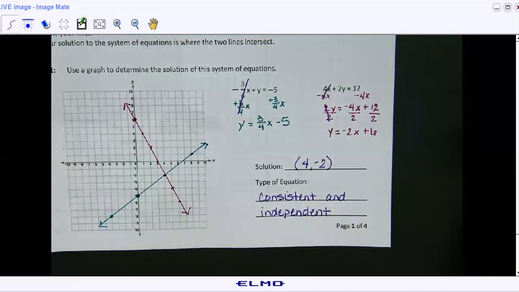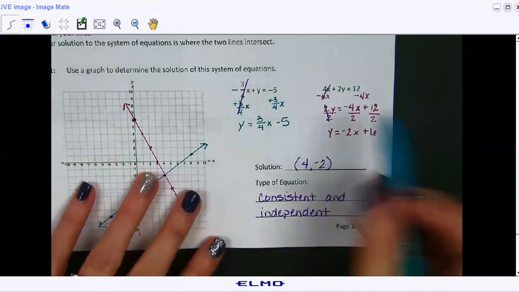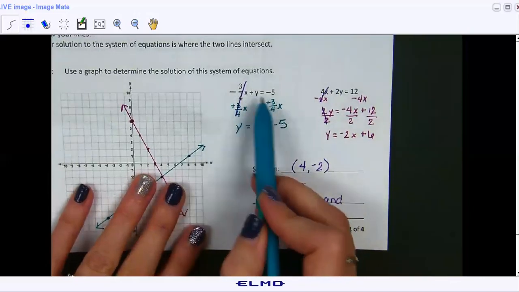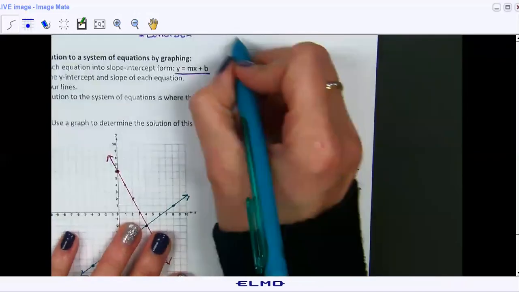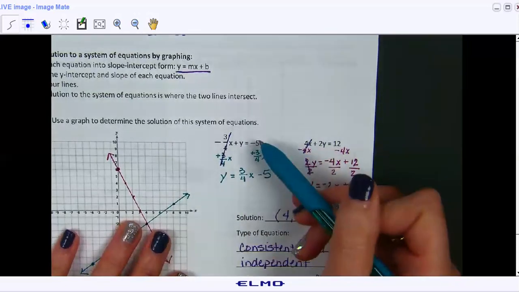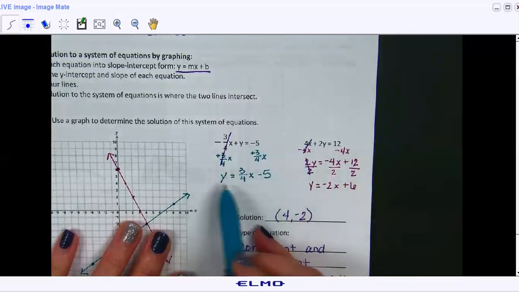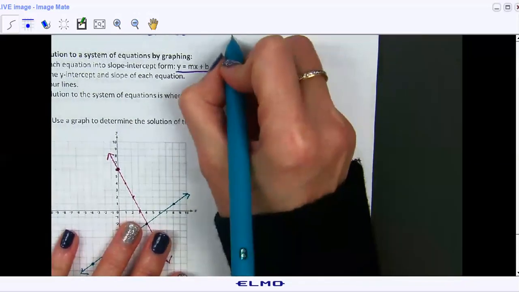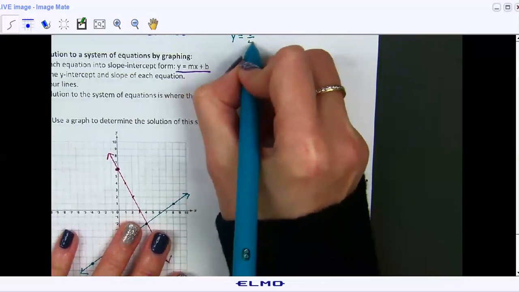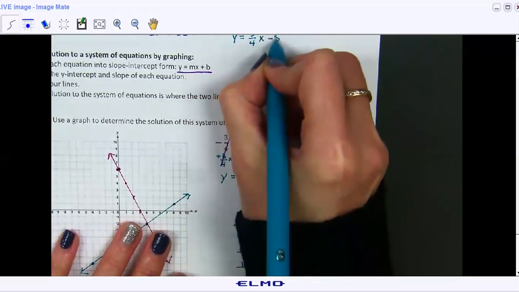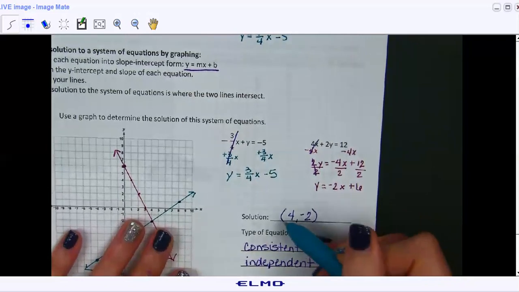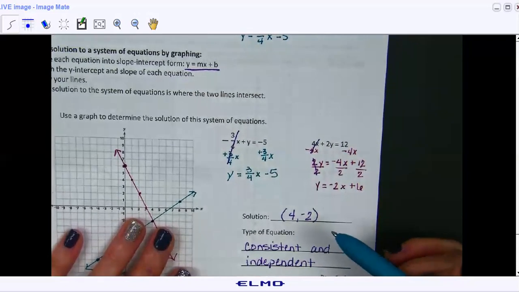It's very confusing. So what I'm going to show you is why we call this a solution to the two equations. And I really need you guys to watch what I do. I'm going to rewrite this equation up here. It doesn't matter if I write the original equation or this new slope-intercept equation, so I'm just going to write the slope-intercept. Y equals 3/4 x minus 5. And I'm going to plug the solution of 4, -2 into my equation.